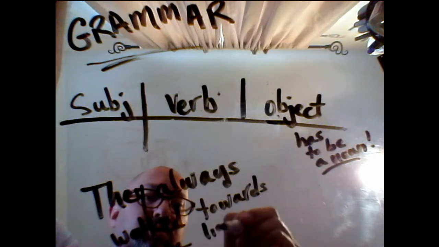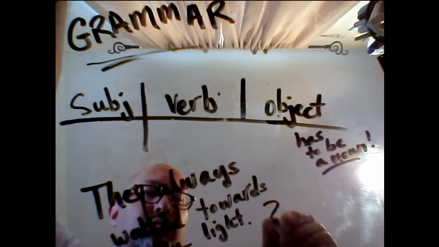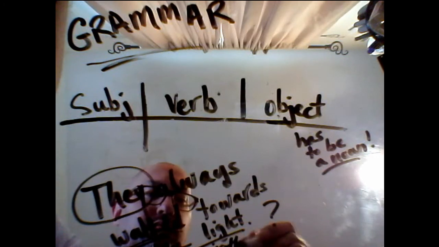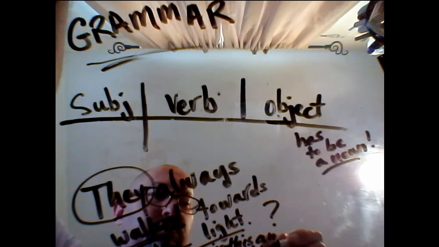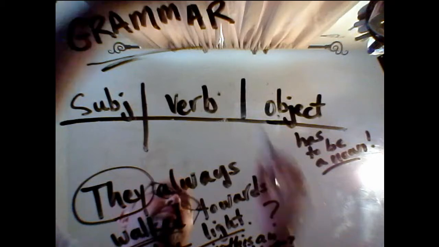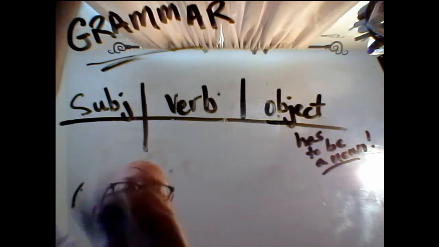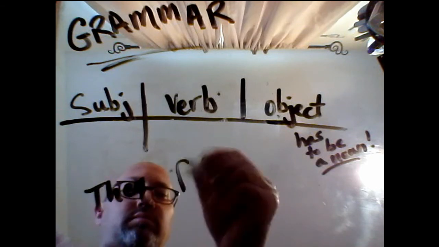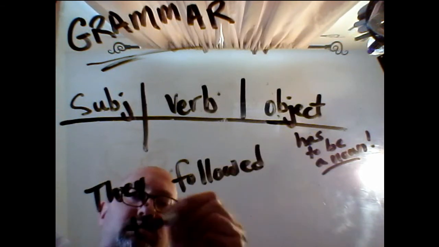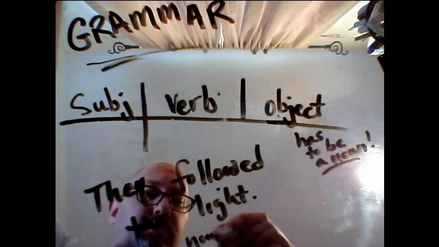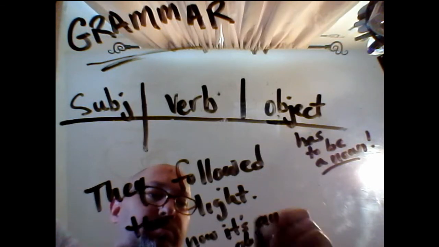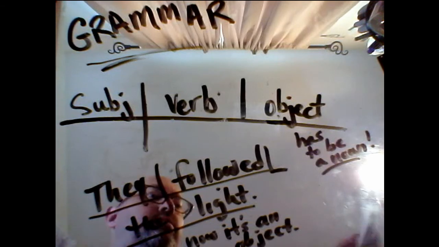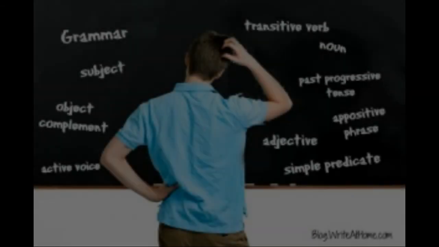They always walked toward the light. They definitely is our subject. Walked is our verb. Now, did they walk the light? No. So it cannot be an object. You can't walk the light. Now, if it said they always walk the dog, that'd be fine, right? The dog would be an object, but you can't walk the light. They walk toward the light. So light is not our object. They followed the light. Ah, that's a little bit easier, right? Now it's an object, right? They, subject, followed, verb, light, object. So very, very simple. Subject, verb, object.